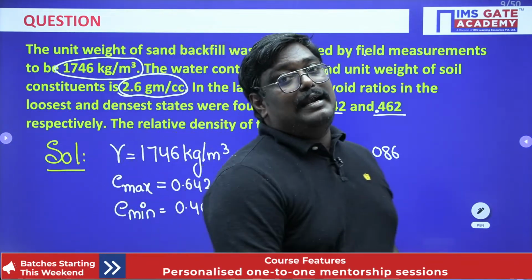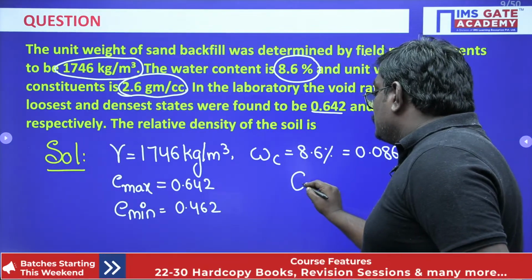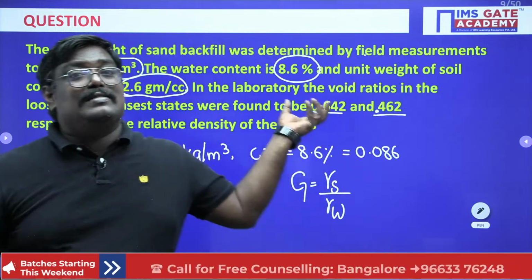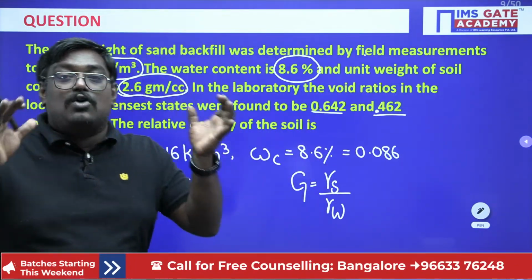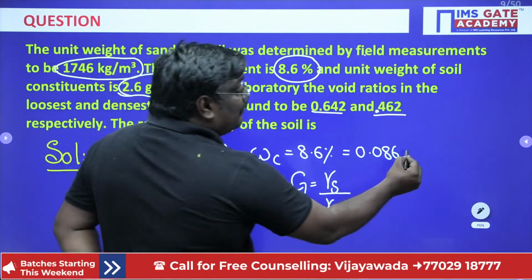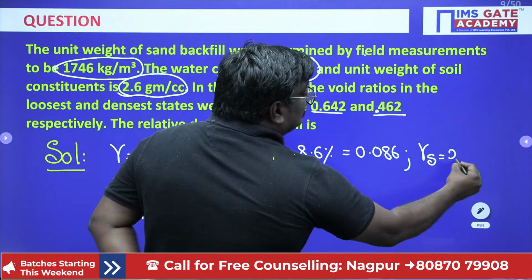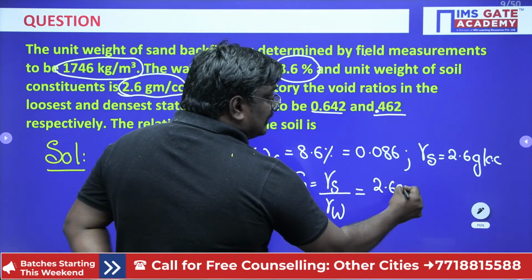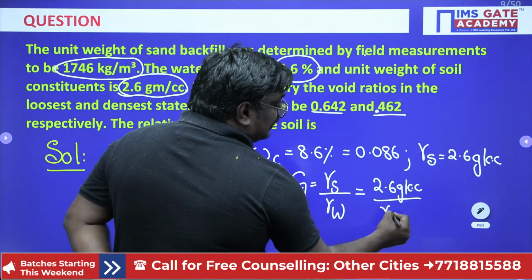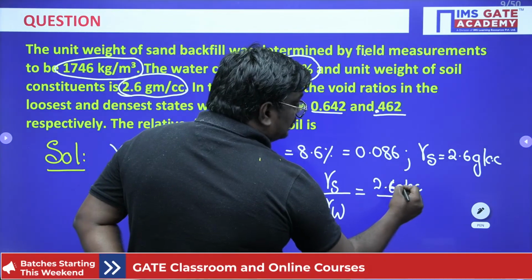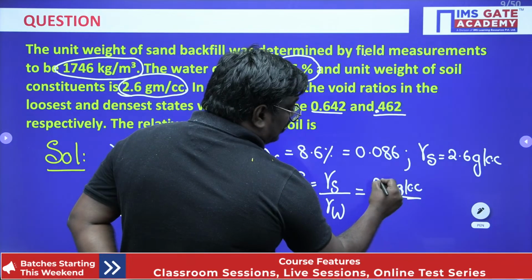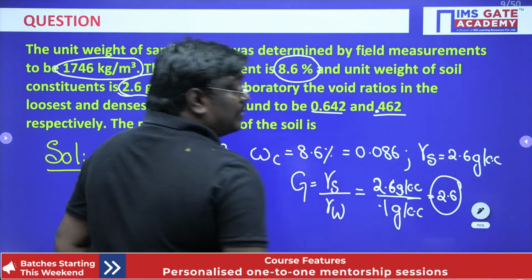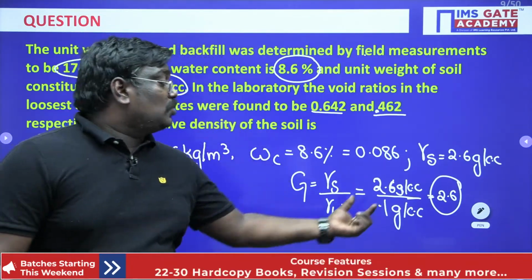For specific gravity, my dear students, the specific gravity is nothing but gamma S by gamma W. Most of the students, while solving this problem, will feel that the specific gravity is not given. But don't panic, my dear students. They have given you the gamma S value, that is 2.6 gram per cc. When they give you gamma S in gram per cc, you know G is equal to gamma S by gamma W. 2.6 gram per cc upon gamma W in gram per cc will be equal to how much, students? Can anyone tell me? 2.6 gram per cc, and gamma W will be 1 gram per cc. So the G value will be equal to 2.6. Remember, G is defined as the ratio of the unit weight of solids to the unit weight of water.